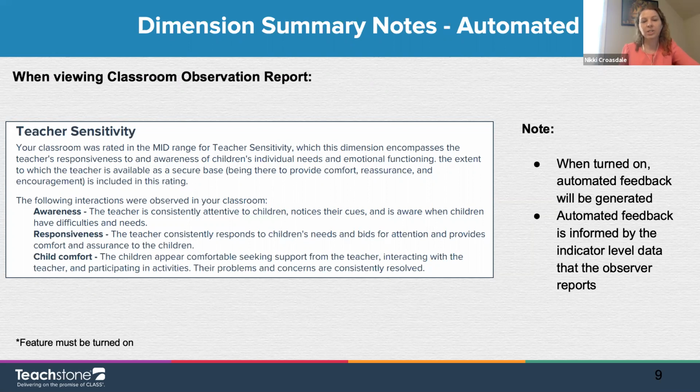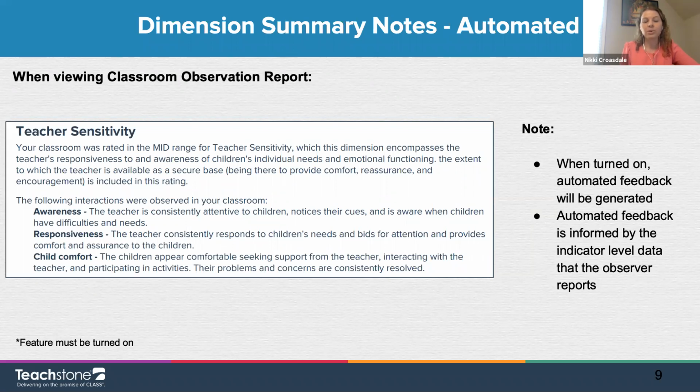Even though there's not much work here for the observer because this is automated, it helps you to see that if this is turned on, this is something that will be populated into the classroom report. And as the observer, it's super important, like Kim said, for you to make sure that those indicator ranges are accurate and represent the classroom well, so that this feedback can be populated the best that it can be.